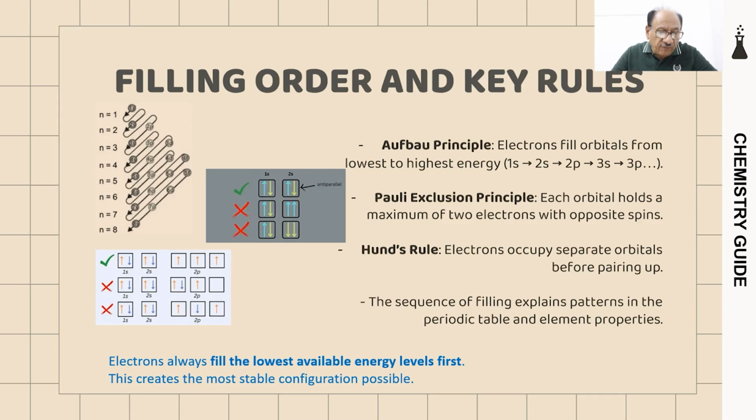Now, how are we filling electrons? Electrons are filled into orbitals according to an order, and there are three key rules we can go through.